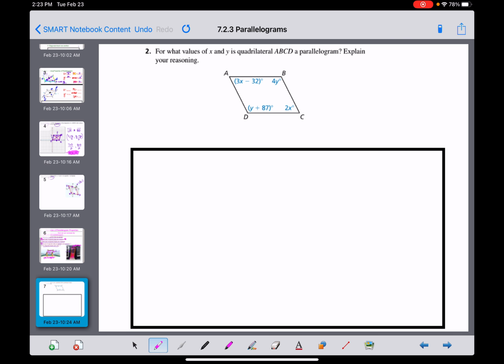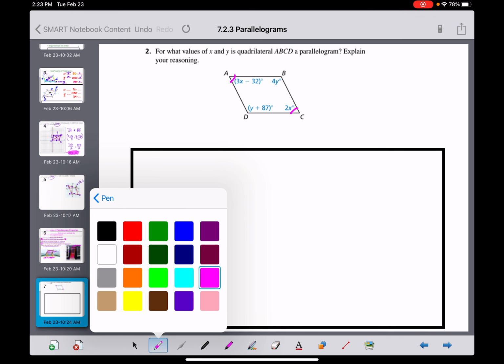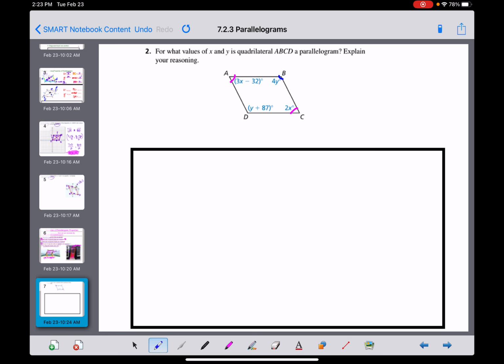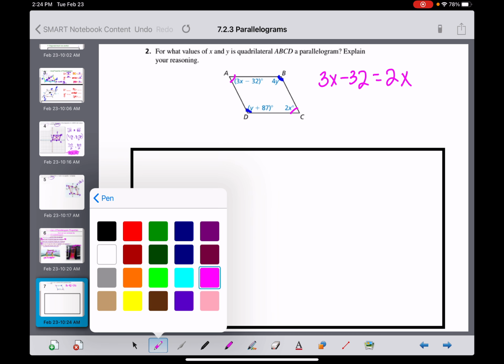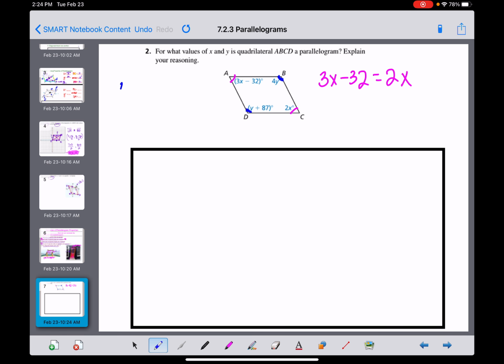I want you to find the values of x and y that make this a parallelogram. If we look at x and y, those are opposite angles. And what do we know about opposite angles in order to be a parallelogram? Well, opposite angles have to be congruent. So if they need to be congruent, that means that they are equal. So I'm going to set angle A equal to angle C, and angle B equal to angle D, and solve.